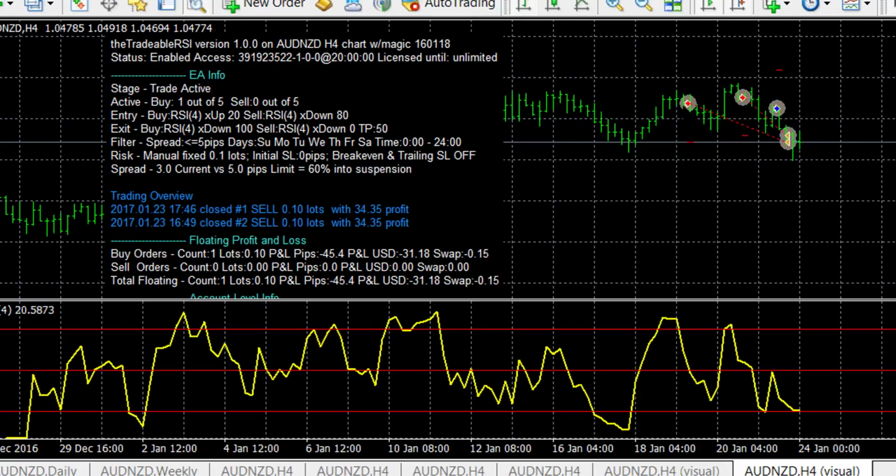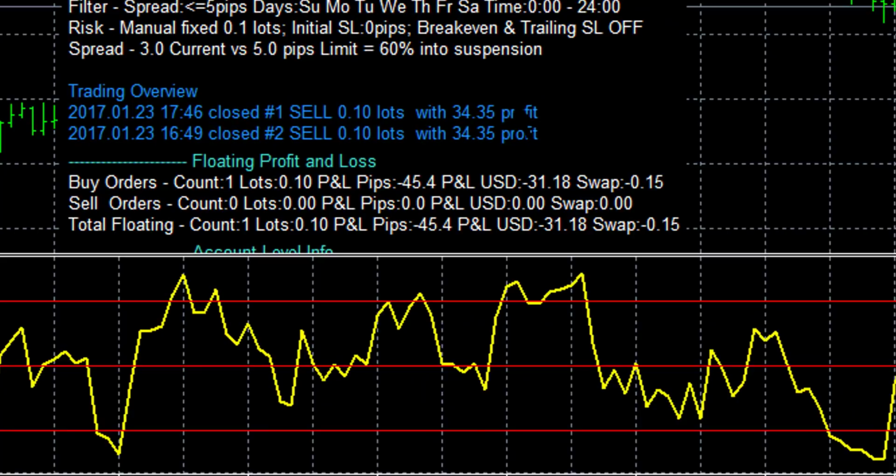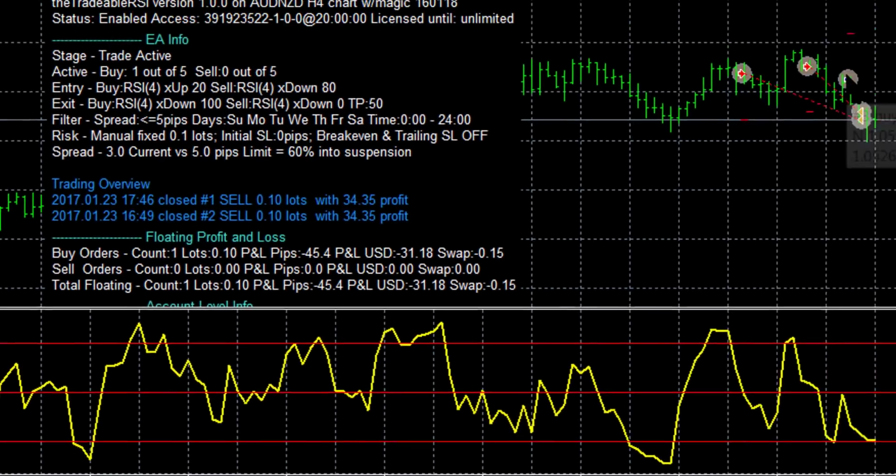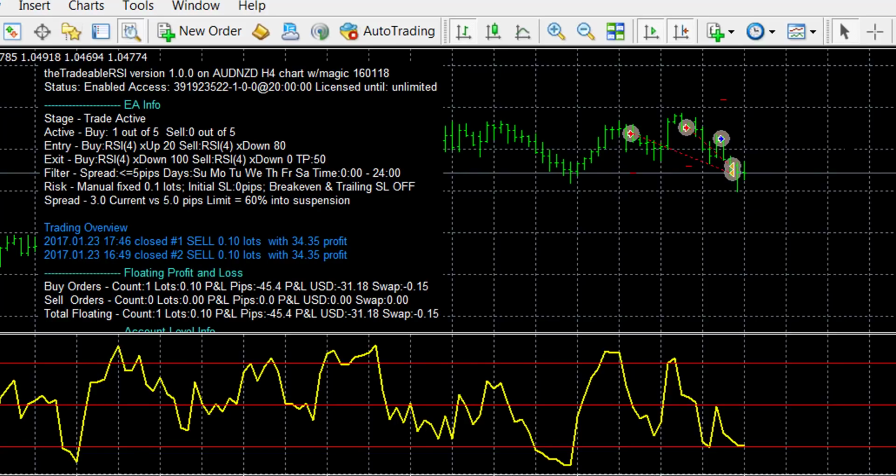Then in the meantime, the sales were cancelled out, were cashed in positively. You can see there's the profit made on those particular sales, and the buy is still active. But again, this is a way of testing, of backtesting your EAs.